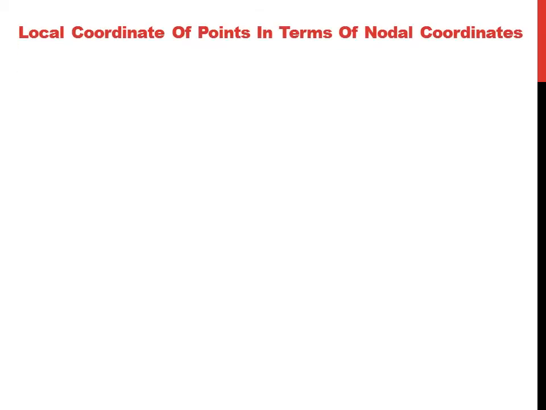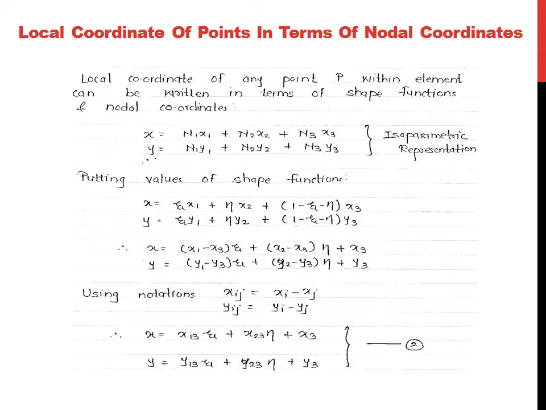Now, local coordinates of a point in terms of nodal coordinates. Suppose the local coordinates of point P are x and y, and you need to find them out. Then according to the isoparametric representation and shape functions, you will get x is equal to n1 x1 plus n2 x2 plus n3 x3. Also y is equal to n1 y1 plus n2 y2 plus n3 y3. And putting the values of n1, n2 and n3 as zeta, eta and 1 minus zeta minus eta and rearranging the terms, you will get, see the last equation, x is equal to x13 zeta plus x23 eta plus x3, while y is equal to y13 zeta plus y23 eta plus y3.